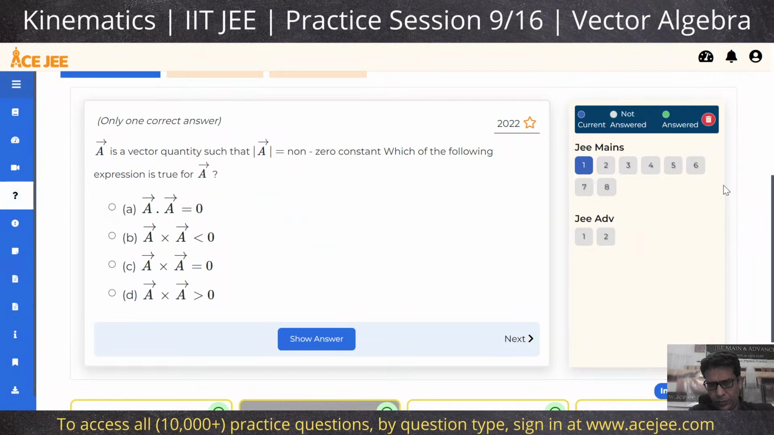तो इसका सी होगा. Okay. Yes, this is yoga. Cross product of a vector with itself is 0. Why? Because magnitude wise, it will be a sine of angle between the two vectors. Now it's the same vectors, so they are parallel. Angle is 0, hence it is 0.